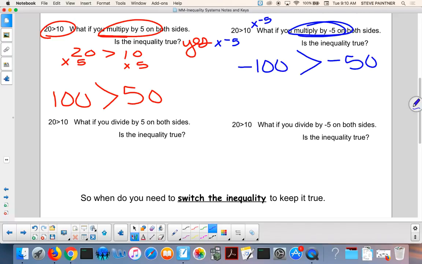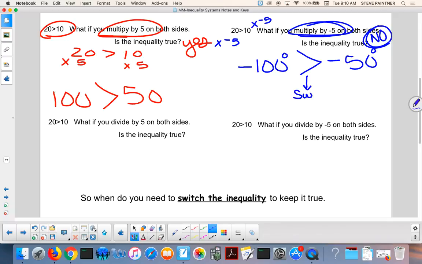Is negative 100 greater than negative 50? No. Think of temperature. If you're 100 degrees below 0, is that greater than 50 degrees below 0? No. So is it true? No. So when you multiply by negative 5, or any negative number, does it stay true? No. Okay, to make it work, you have to do what to your sign?